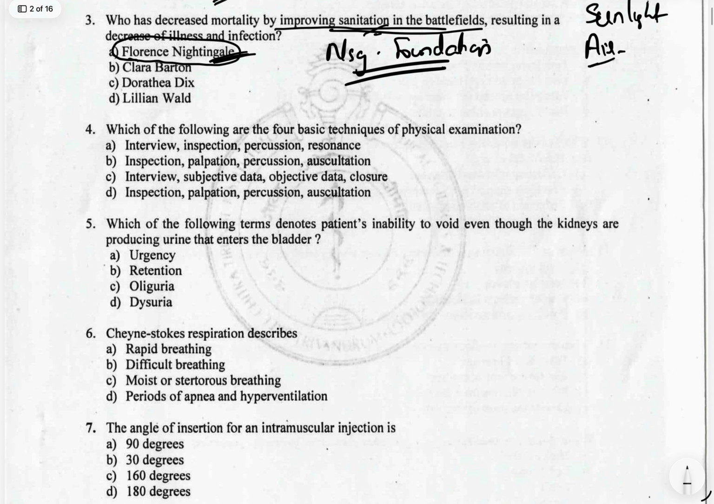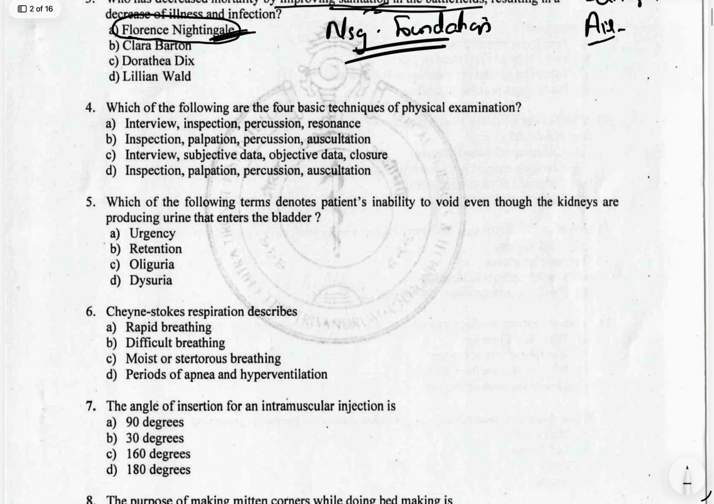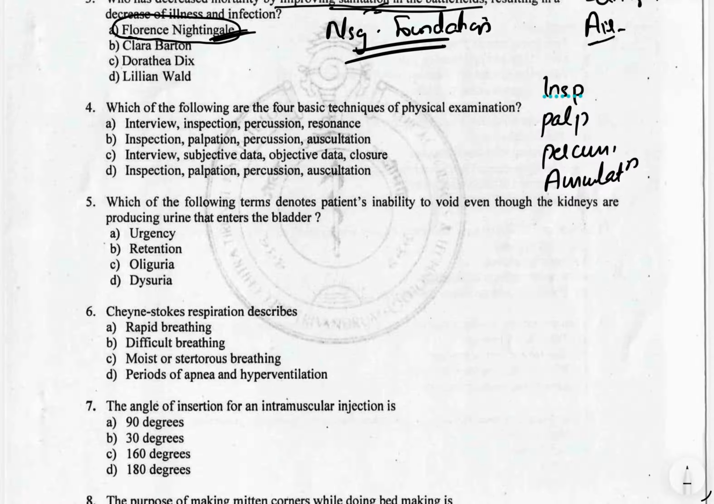So to the fourth question: which of the following are the 4 basic techniques of physical examination? Once we get a patient, we are going to do a physical examination for the patient. So what are the steps for basic techniques? It is inspection, palpation, percussion, auscultation. Okay, so in this question we have 2 answers here, with the same four terms listed, so either answer B or answer D is right.